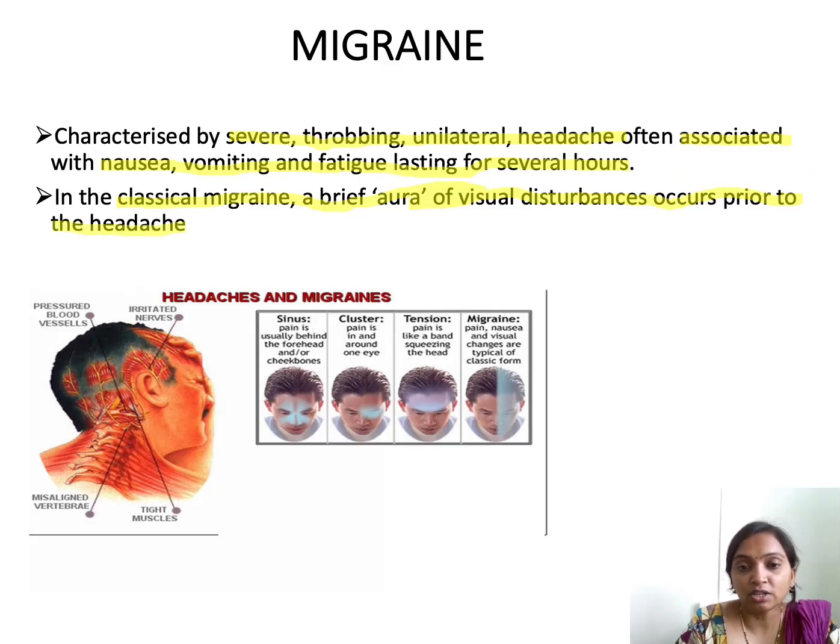Usually headache will be of various types, like sinus headache. This is the area where the patient will complain of headache. Cluster headache is usually in one particular area. Tension headache will involve the whole of these areas, whereas migraine is a unilateral headache like this, so there will be headache for only one side.